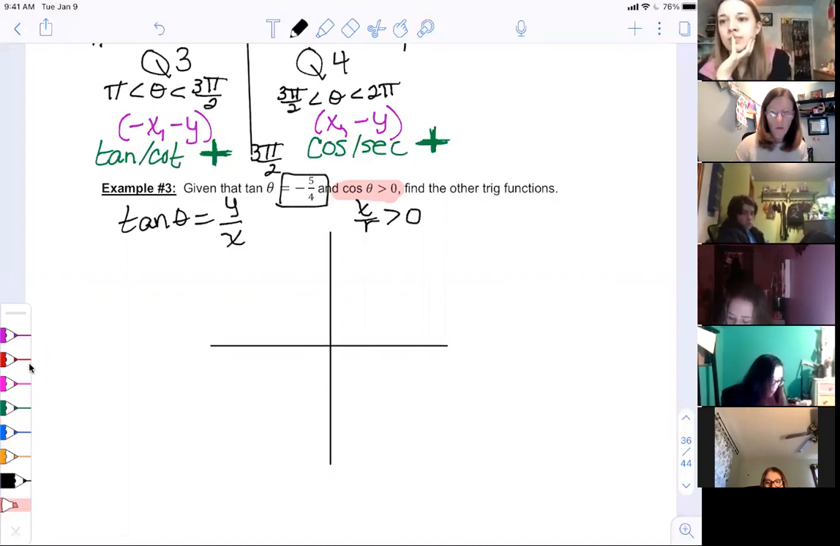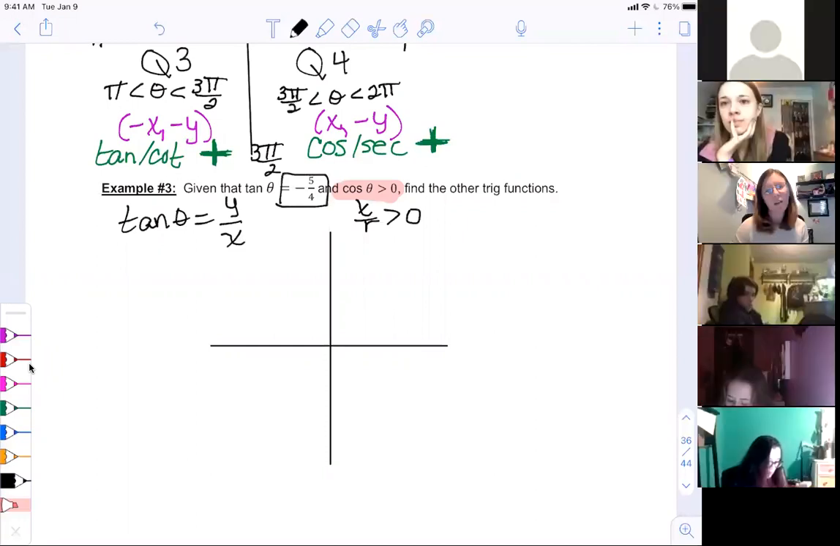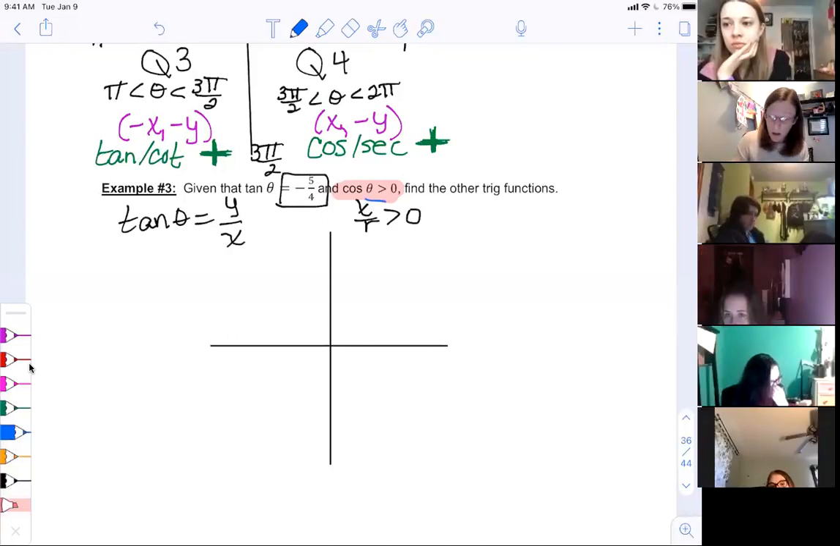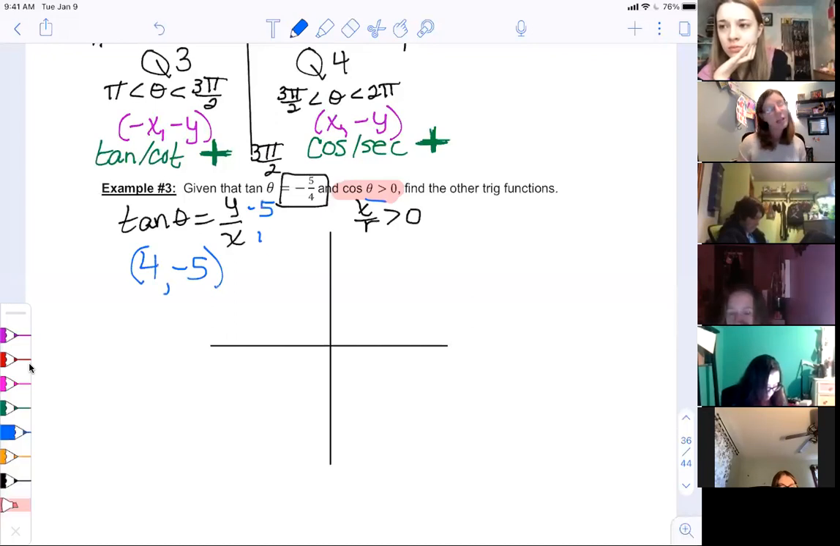Does anybody know which one of those values is negative? If it's -5/4, Peter? It would have to be the y. Yeah, it's going to have to be the y because cosine, it says, is positive. Cosine is greater than 0. So that point, my y is -5, my x is 4 because they're telling me -5/4 is tangent. Well, that ordered pair would be 4 and -5 because tangent is really an ordered pair, y/x.